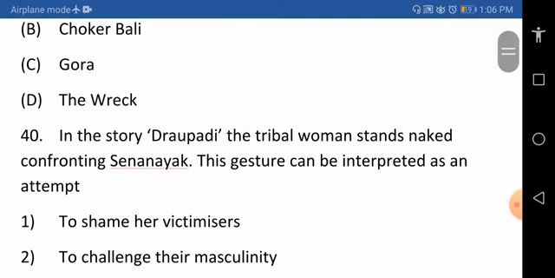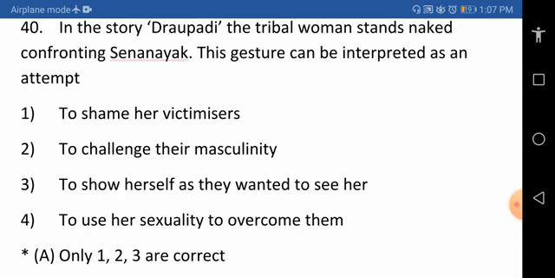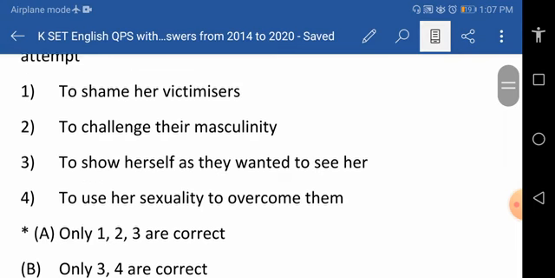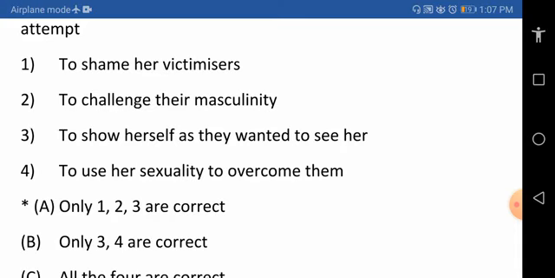In the story Draupadi, the tribal woman stands naked, confronting Senanayak. This gesture can be interpreted as an attempt of what, they have asked, the answer is to shame her victimizers, and one more answer is to challenge their masculinity and to show herself as they wanted to see her, but it's not the answer to use her sexuality to overcome them.